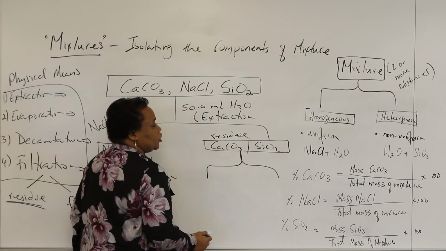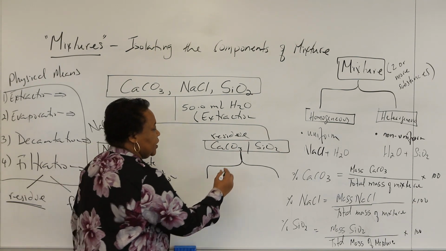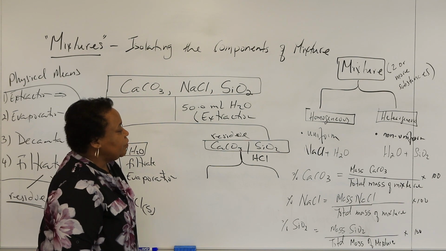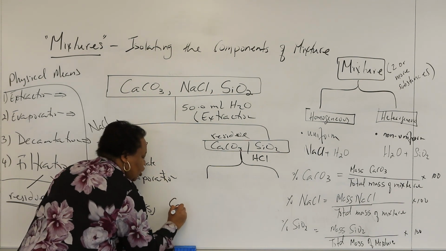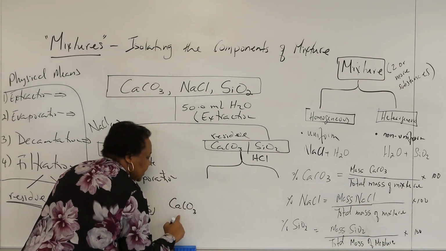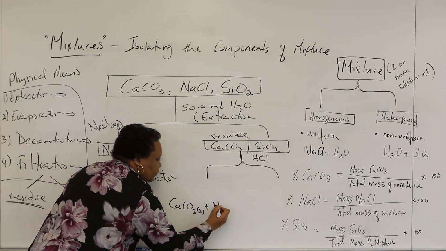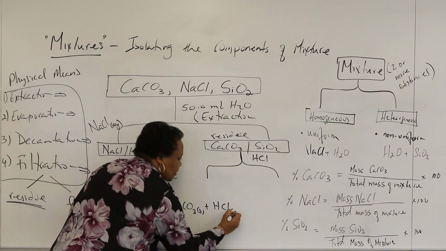And so here's where our chemical reaction will occur. We're going to be adding HCl to this. And what do you think is going to happen? Well, if you recall in that report, calcium carbonate, which is a white solid, will react with hydrochloric acid.